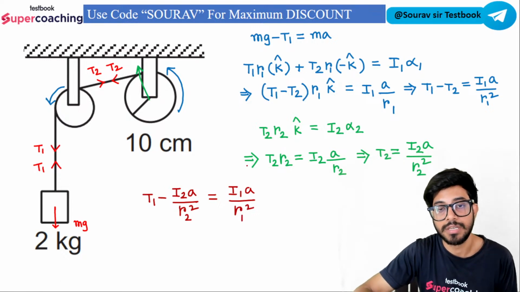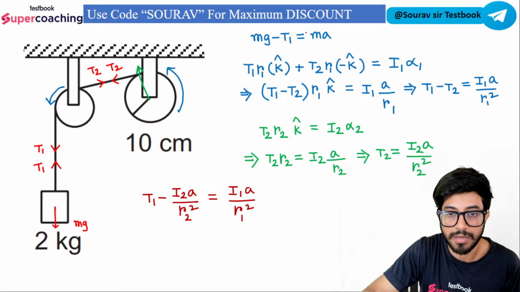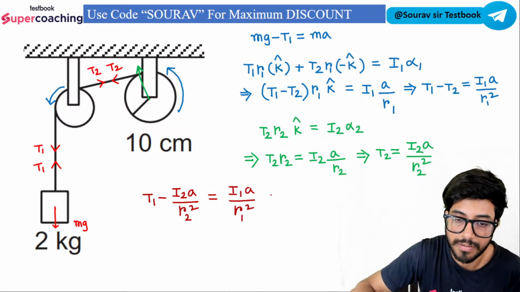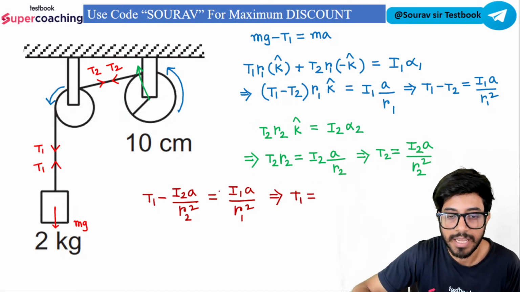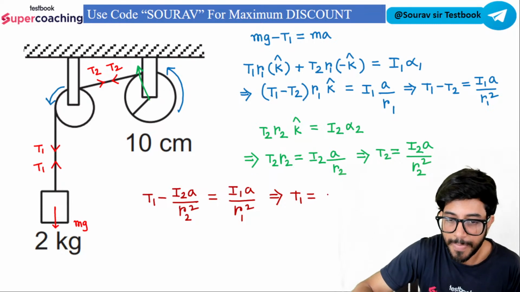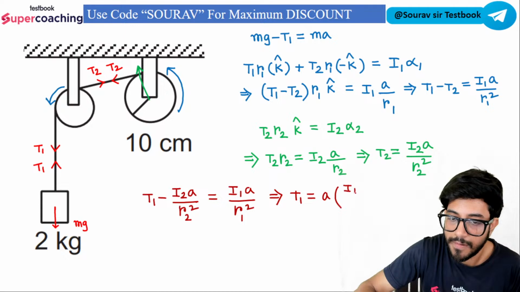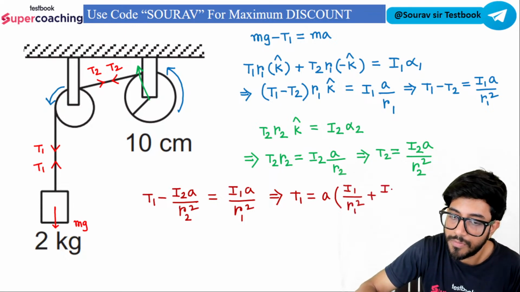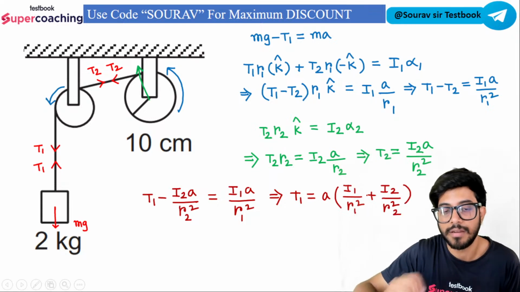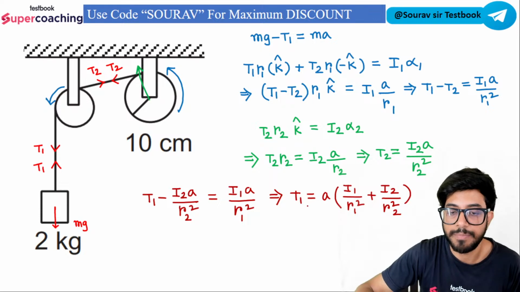From this, you just place it over here, T1, you will get the acceleration. So T1 is equal to what? Just bring it on this side. You can take A common, and you're going to get I1 by R1 square plus I2 by R2 square. Done. This is your T1. Just put this T1 in this equation. So mg minus T1 is ma.